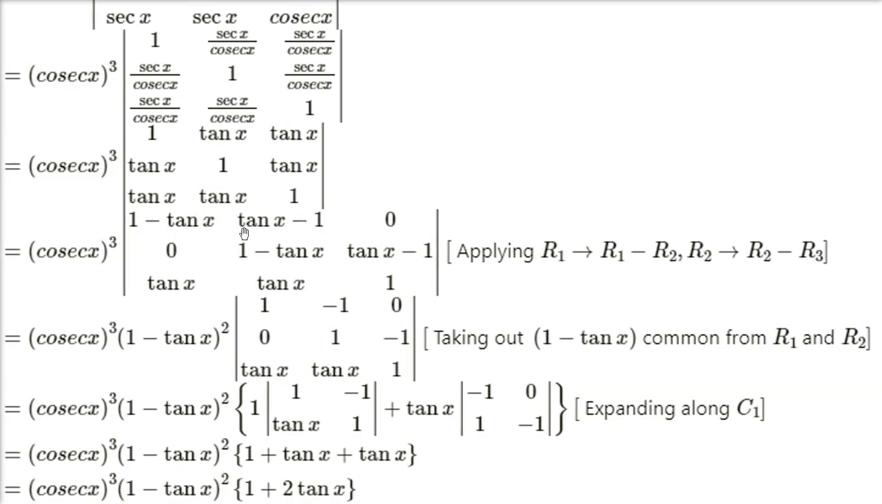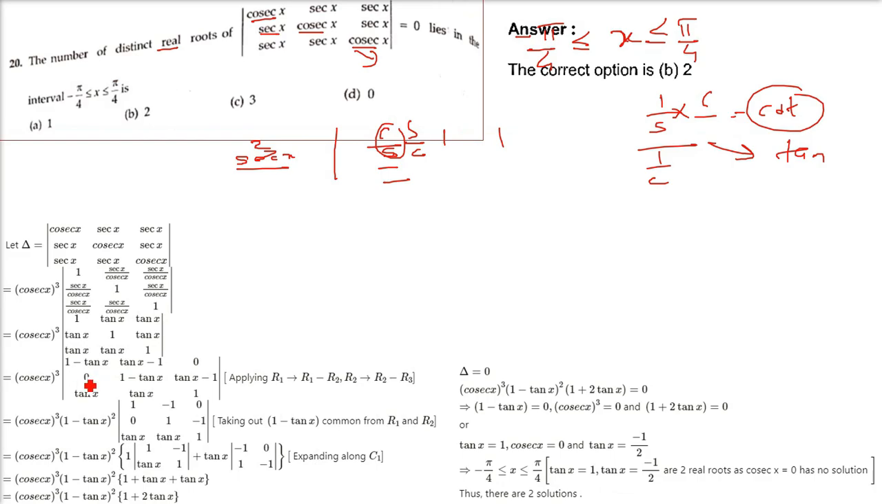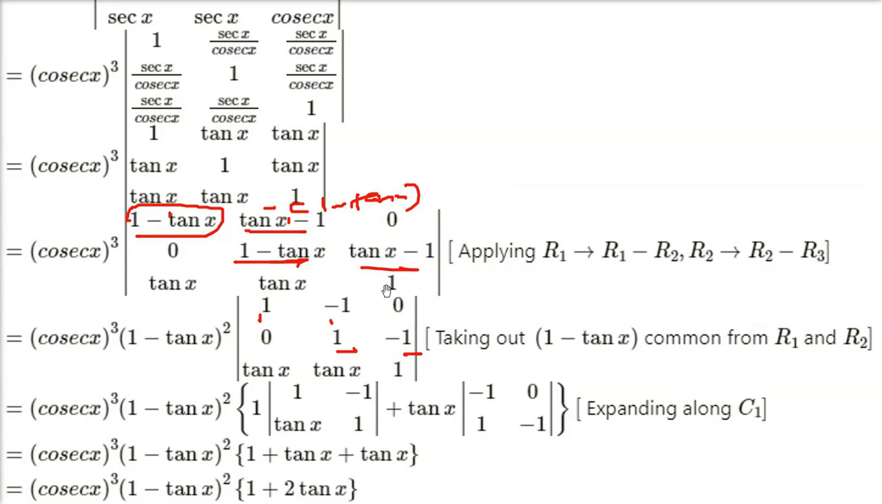Now this also comes with R2 minus R3. So you take 1 minus tan x, you see 1 minus tan x is there in the first row. 1 minus tan x is in the second row. So 1 minus tan x we can take common. And if you take 1 minus tan x from tan x minus 1, you'll get minus 1 as a remnant. When I take 1 minus tan x from both the rows, we are remaining with 1, minus 1, 0; 0, 1, minus 1; and the last row remains the same, with tan x, 1.